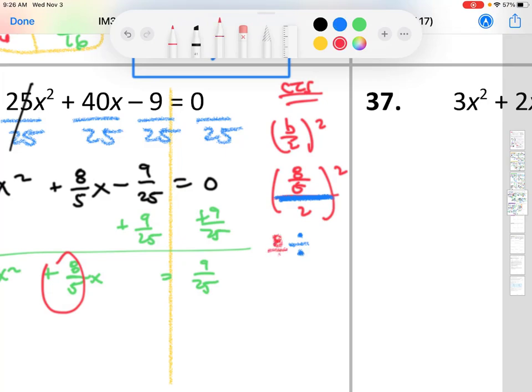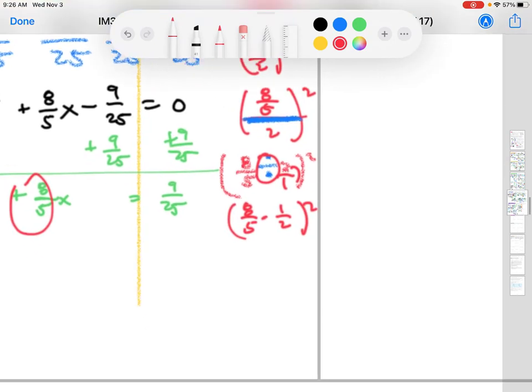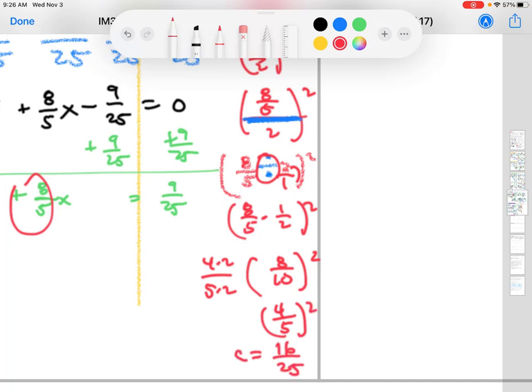Okay, so we have 8/5 divided by 2. Go back to pen. And put it over 1. Switch that. Flip or take the reciprocal. Multiply across. You're going to get 8 over 10, which reduces to 4/5. And you square that, and you're going to get 16 over 25. Ooh, we had to work for that one.